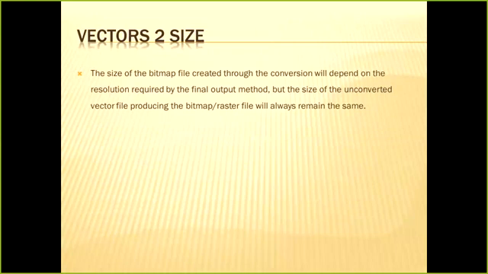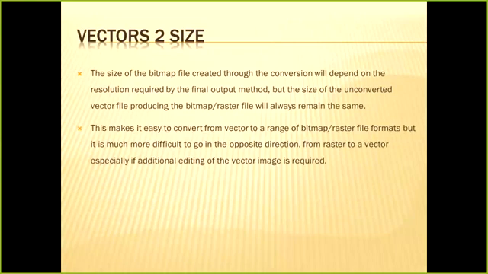The size of the bitmap file created through the conversion will depend on the resolution required by the final output method. The size of the unconverted file producing the bitmap will always remain the same. This makes it easy to convert from vector to a range of bitmap raster file formats, but it's much more difficult to go in the opposite direction. It's not easy to take a raster file and convert it to a vector file, especially if additional editing of the vector image is required. When I say that it's difficult, it is difficult but not impossible.